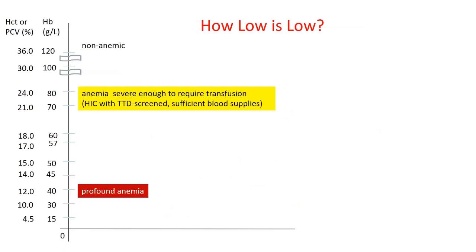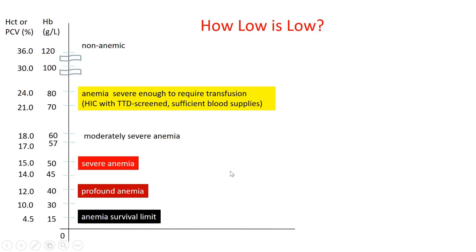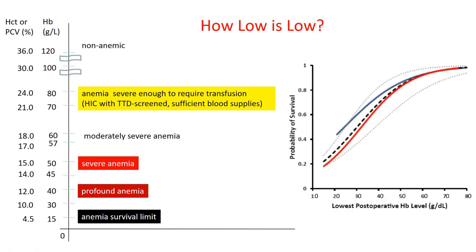How low is low? Many other jurisdictions that aren't as blessed with resources wait to trigger at much lower hemoglobins. 40 and below defines profound anemia, and 50 or below defines severe anemia. So again, depending on the resources, you may be triggering up here or lower down. The survival limit for anemia is at 15. It's courtesy of Jehovah's Witnesses that we've been able to build these survival curves. So at a hemoglobin of 40, the probability of survival is about 60%, or conversely, a death rate of 40%.